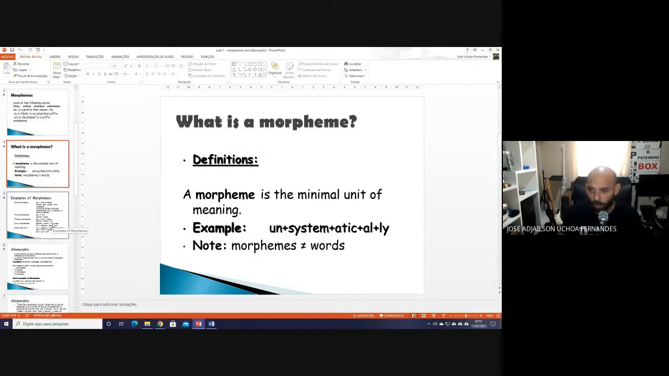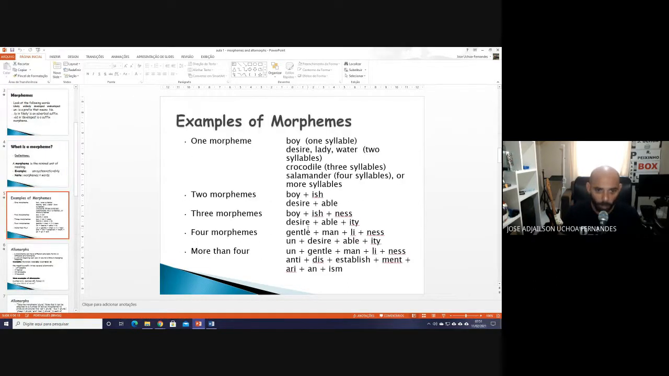But I showed you last class some cases in which we have words with one morpheme, two morphemes, three, four, and so on. There is no limit for that. Although words start getting too complicated when we put many morphemes. But take a look at this.